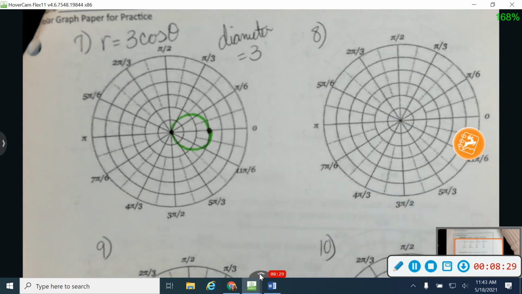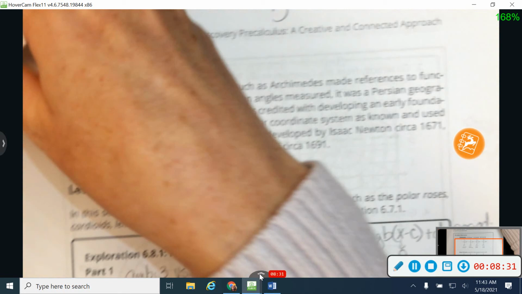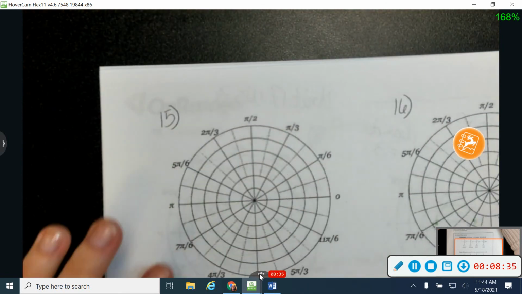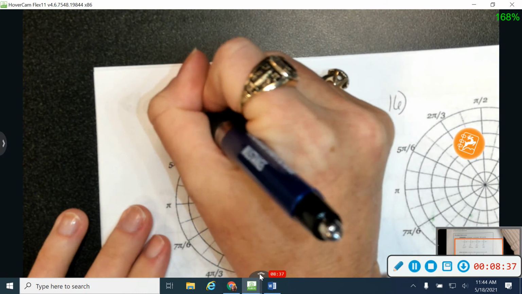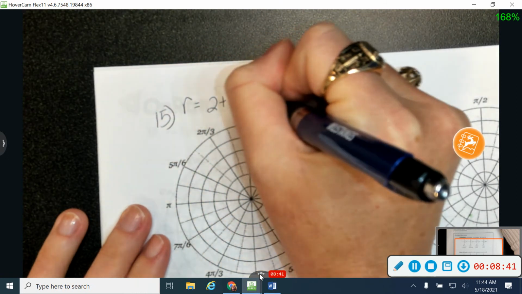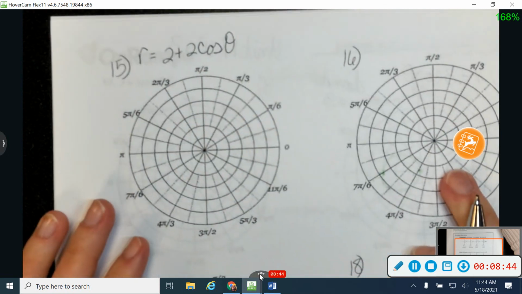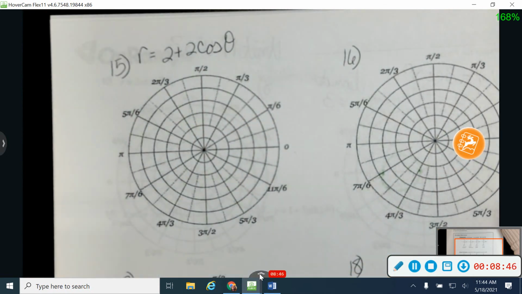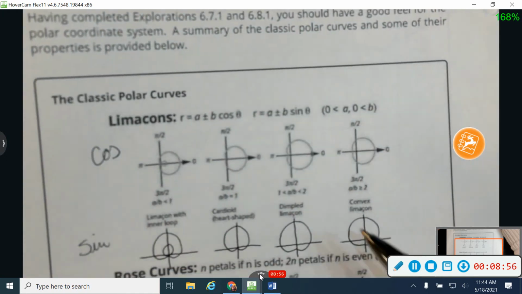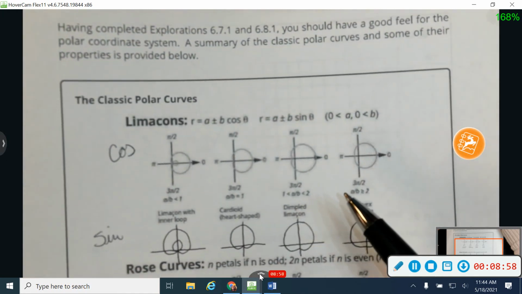Flip over on the back side. I'm going to work number 15 with you. I'm going to go to worksheet number 3, and number 15 tells me to work r equals 2 plus 2 cosine theta. I do have addition this time. Because it has addition, I know it's going to be a limacon.